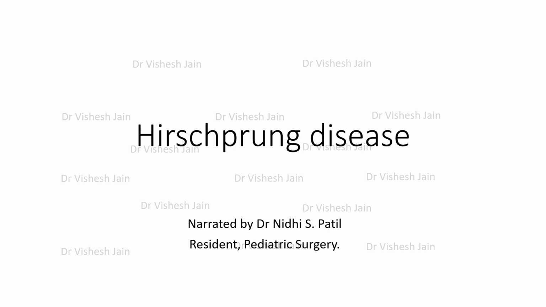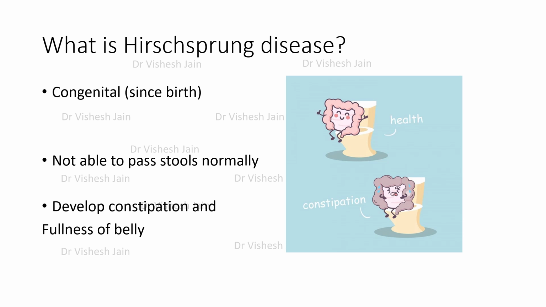Here is some information about Hirschsprung's disease. What is Hirschsprung's disease? Hirschsprung's disease is a congenital disease, which means it is present since birth, and it is due to the disturbances in the normal development of a large intestine.